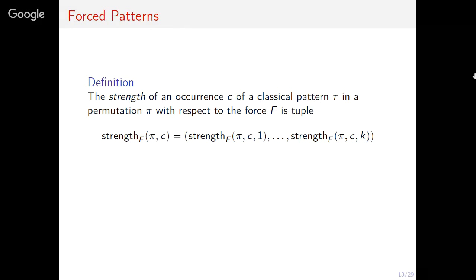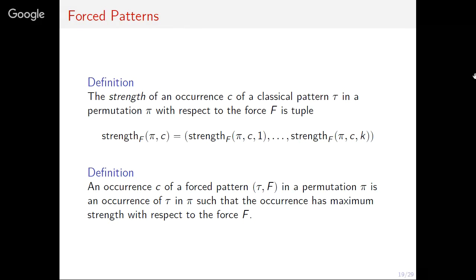And we say that an occurrence of a force pattern in a permutation is an occurrence such that the strength of the occurrence is maximized. We evaluate the strength of all the occurrences, order them by the lexicographical order, and take the one that's maximal. That's the occurrence that we're interested in. There could of course be multiple such occurrences, but those are the occurrences of the force pattern.